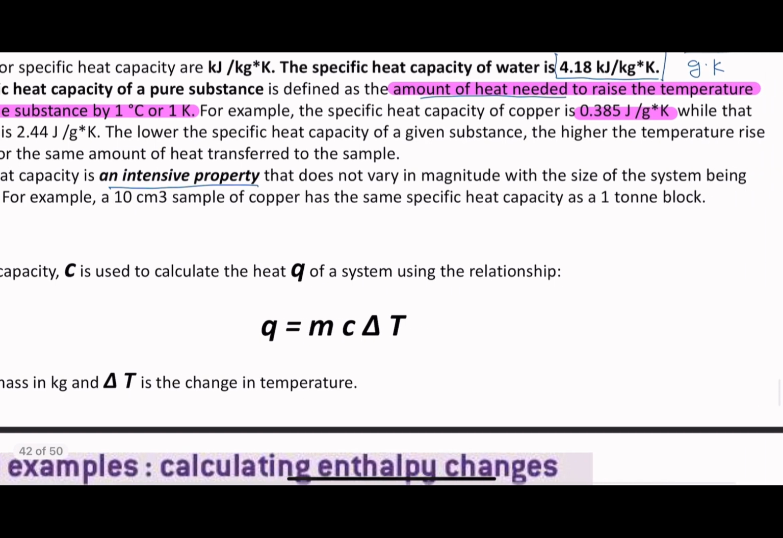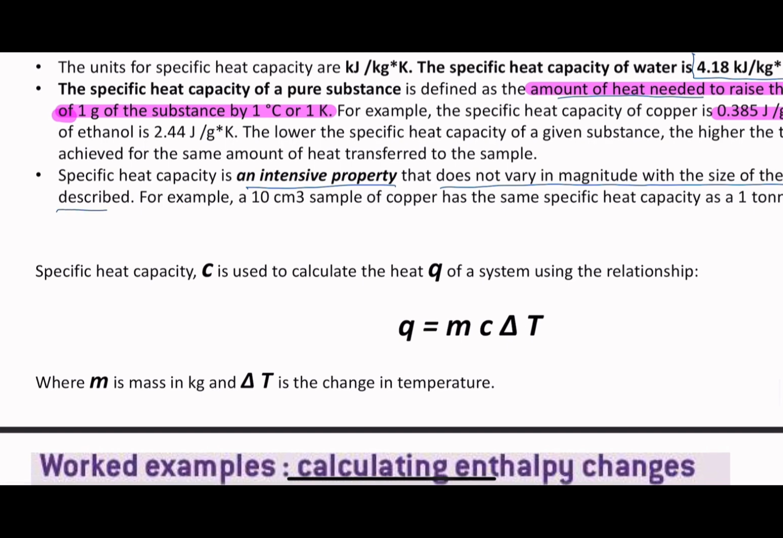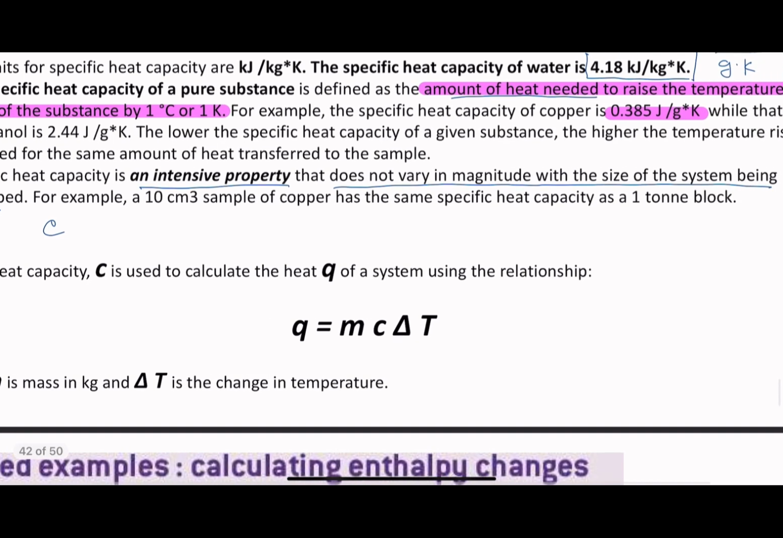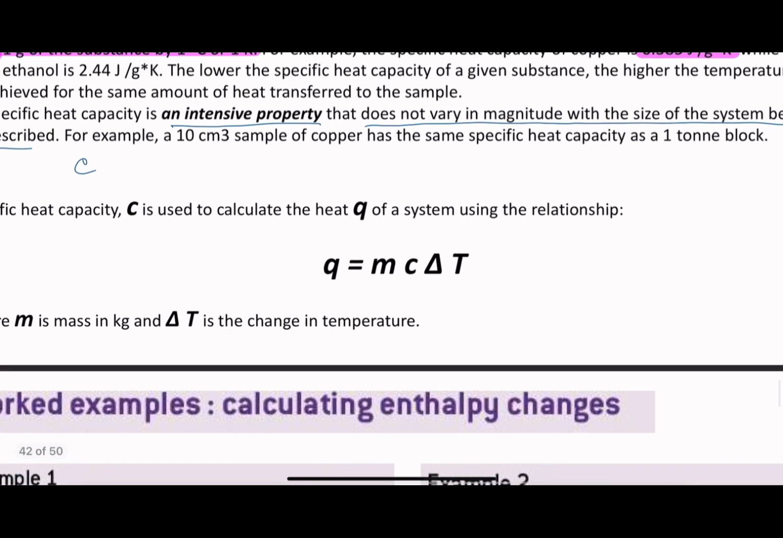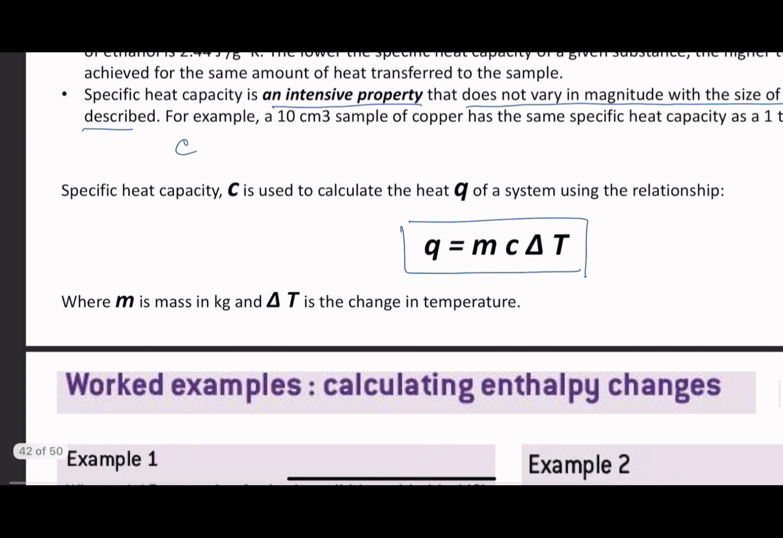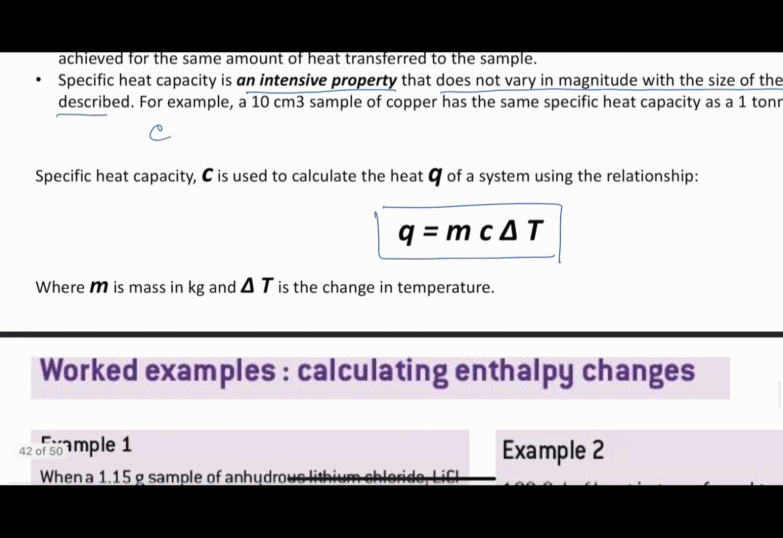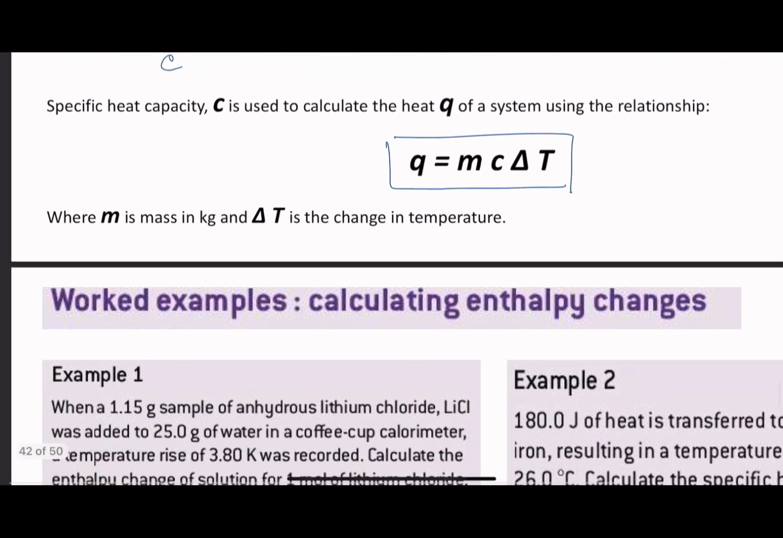Specific heat capacity is an intensive property. What is that? That does not vary in magnitude with the size of the system being described. So it doesn't matter how big your system is, your specific heat capacity, C, will always be the same. Okay, so we know this stuff. Now we have Q = mc delta T. We have the formula. Now we have all the tools to solve the questions. So now let's get going.